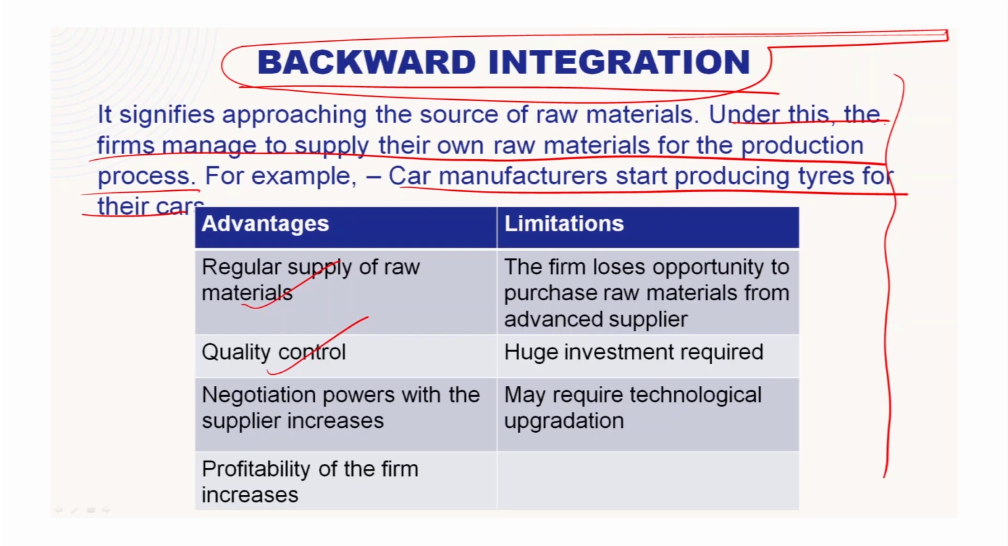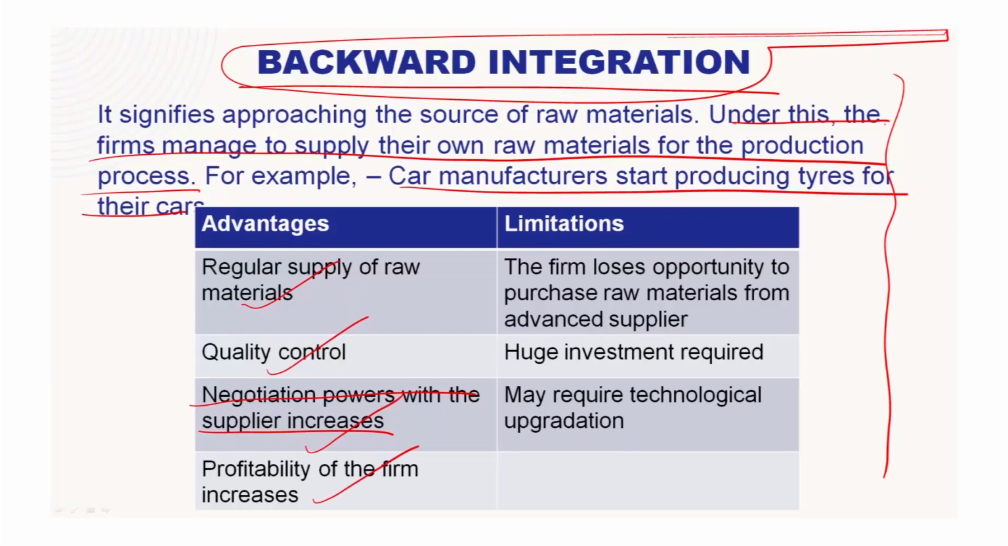So ultimately what will be the benefit? The regular supply of the raw material, because you have your own supplier. So there will be uninterrupted supply of the raw material. Quality will be based on what you want. You have dominance over your supplier. Negotiation power with the supplier increases, so you can manage your requirements based on your negotiation power. Profitability of the firm increases.